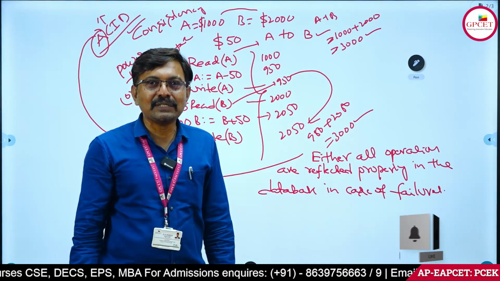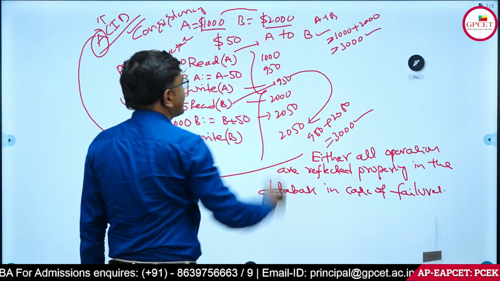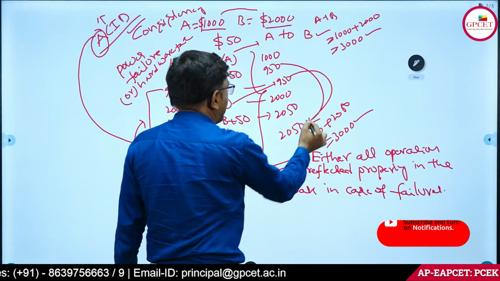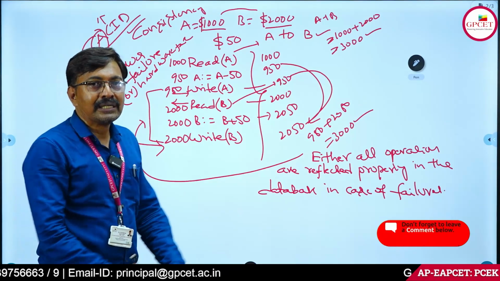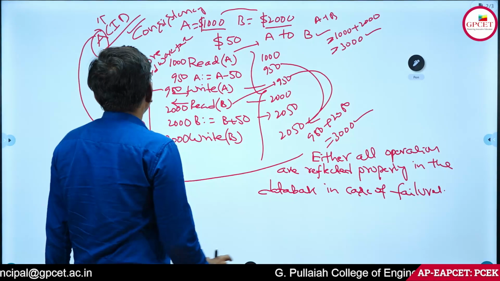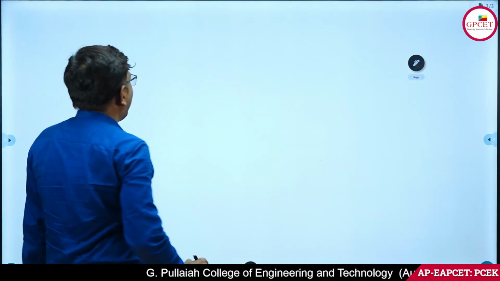The second one is consistency. What is consistency? Before execution the sum A plus B is 3000. After execution the sum A plus B is 950 plus 2050, which is 3000, so it does not change. That is consistency. The first one is atomicity, the second one is consistency, and the third one is isolation.